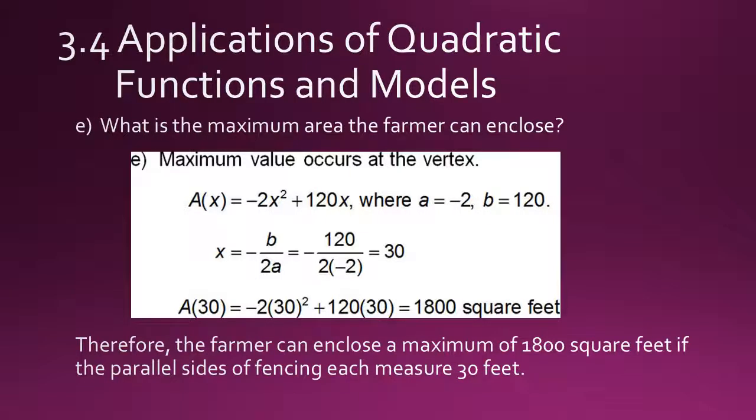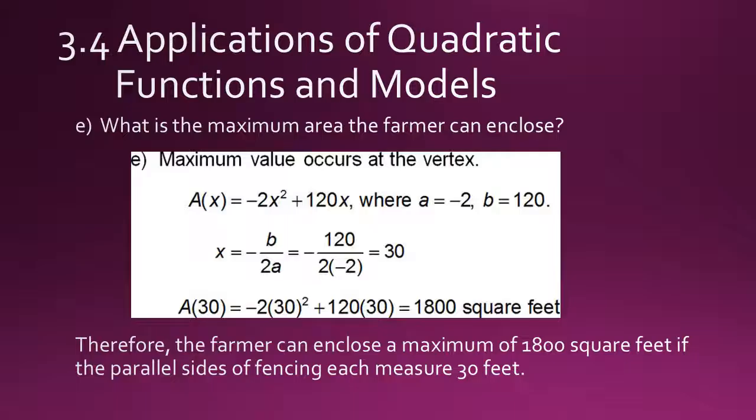And then finally, what's the maximum area that he can enclose? Well, the maximum value, as we have said before, occurs at the vertex. So you have a couple things you can do here. You can use your graph to figure it out, or you can use the fact that the vertex, at least the x value, is where x equals negative b over 2a. So we're going to use 120 for b, and a is negative 2. Putting those into negative b over 2a, we get 30. So the maximum value is going to occur when the two side portions are 30 feet each.